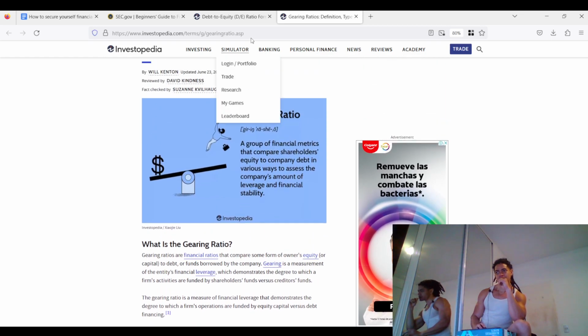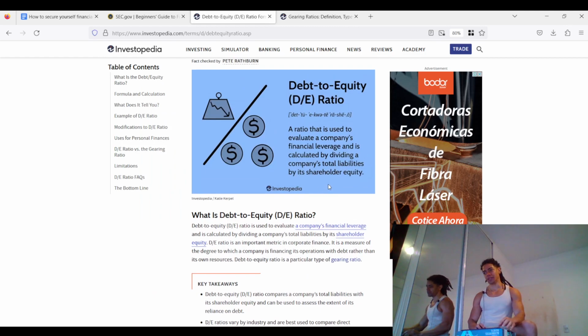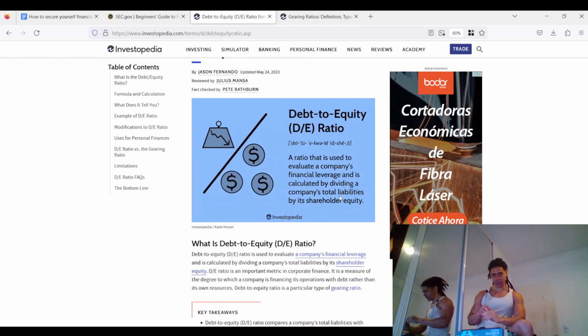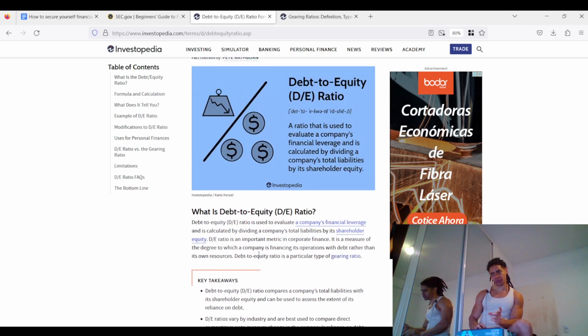So this is something very, very important, by the way. This debt to equity, which in its own name says it, is the ratio at which a company's debt is financing its operations. You can think of this term like that. It is the degree at which a company is financing its operations with debt rather than its own resources. And this is an important metric in corporate finance.